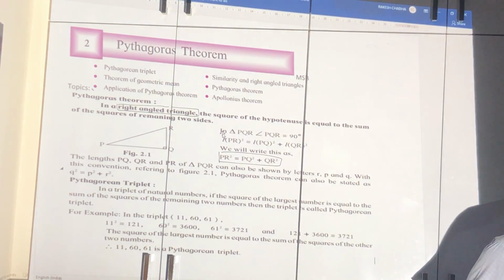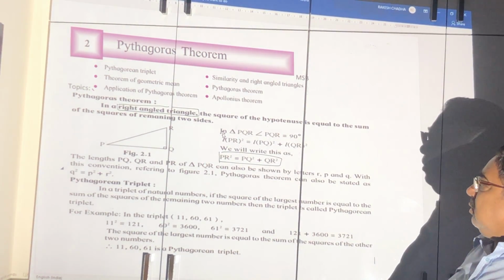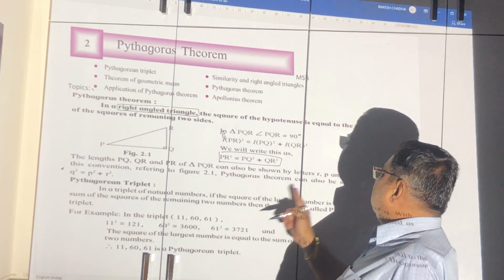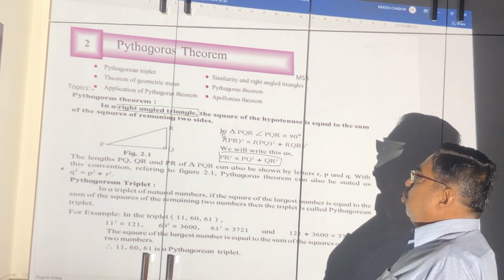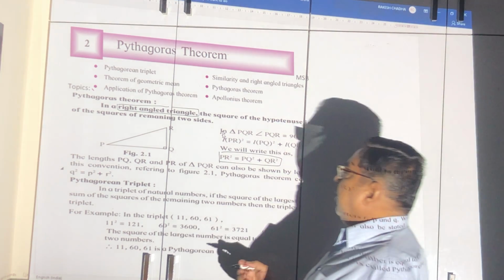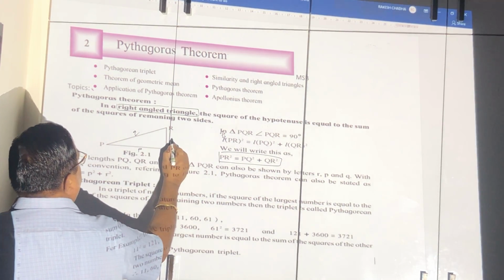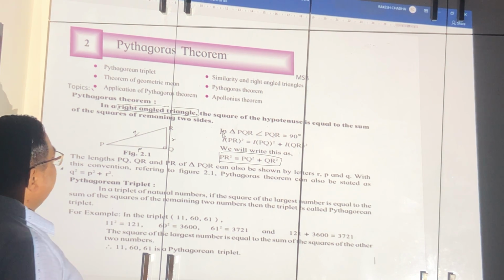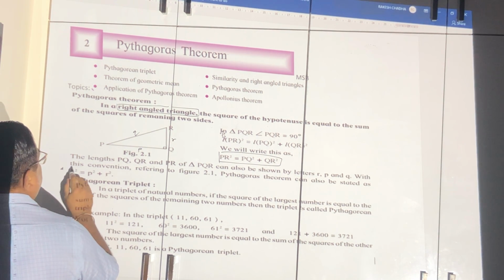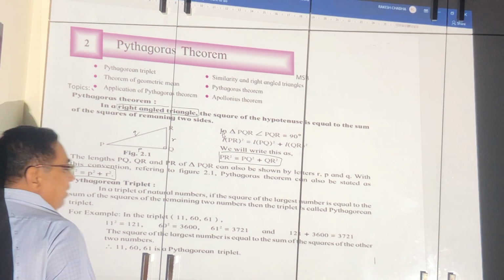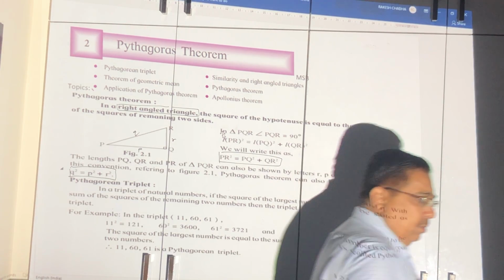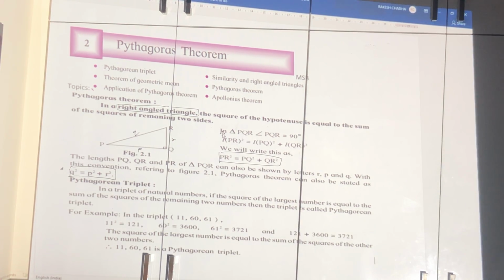Kindly see, the hypotenuse is the longest side. Then, if we give alphabets to the letters P, Q, R, we can also write Q square is equal to P square plus R square, if you write it in alphabet form. It is the same theorem, because they give us A, B, C, or M, N, O, and so on.